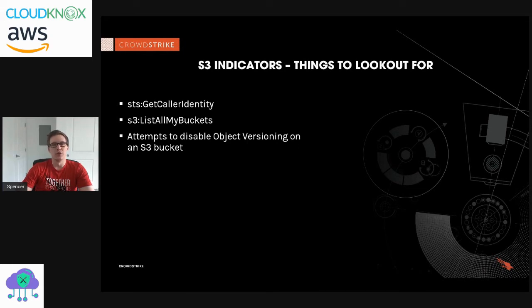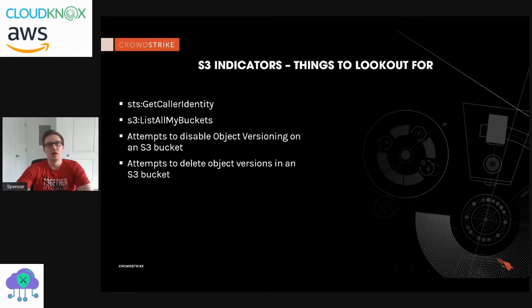Attempts to disable object versioning on an S3 bucket, and attempts to delete object versions in a bucket. An attacker could do this if they identified a bucket that has versioning enabled. They could disable it, and then they could go in and delete all the old versions and then make it so that the latest version is their encrypted file or encrypted object. So it'd be just the same as if versioning was disabled.